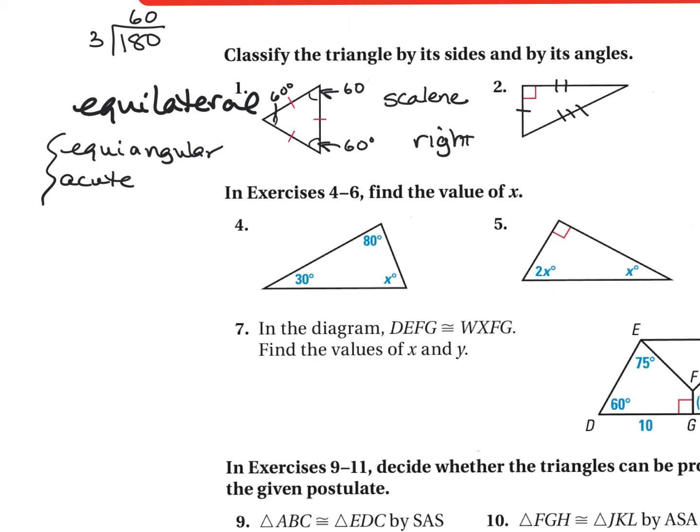And here we know that the three angles of a triangle add up to be 180. So I'm just going to add the two angles they gave me. 30 plus 80 is 110. Subtract that from 180, and the missing angle, or what x equals, is 70.